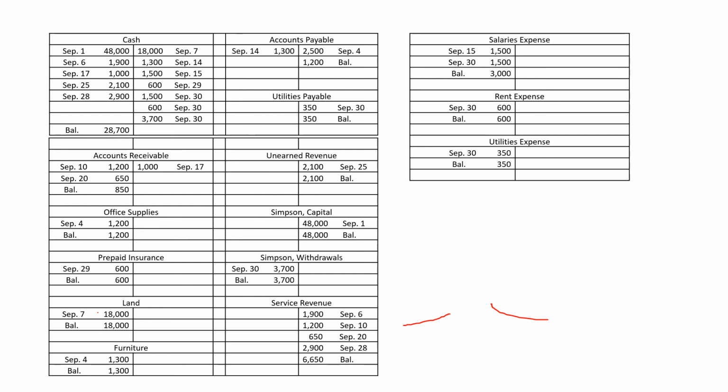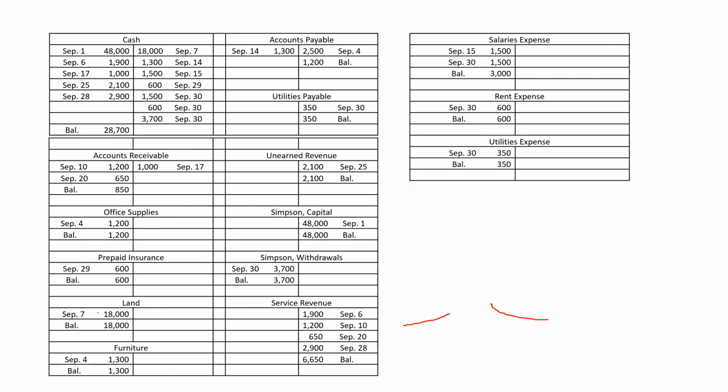Going up to the top, now let's look at our liabilities. Accounts payable, $2,500 on the credit side, $1,300 on the debit side. The difference is $1,200. The balance will be on the credit side, the larger total side. Utilities payable, unearned revenue, and capital all have one transaction on the credit side, so that will be each of those accounts' balances. Simpson withdrawals is a debit balance.